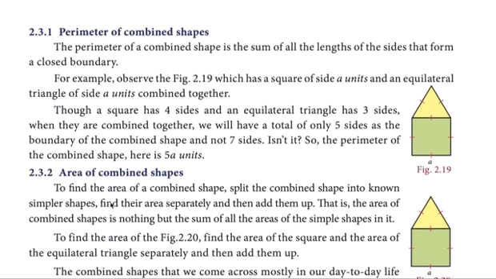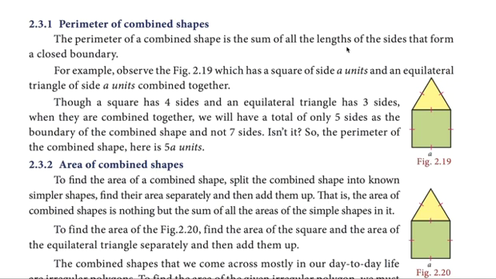Perimeter of combined shapes. The perimeter of a combined shape is the sum of all the lengths of the sides that form a closed boundary. If you observe this figure, this part will not count in the perimeter. Why? Because this is not in the boundary. So this part, this part, this part, this part, and this part.